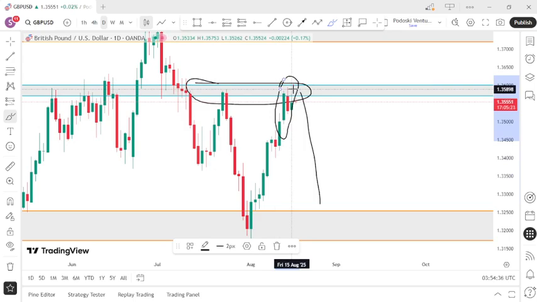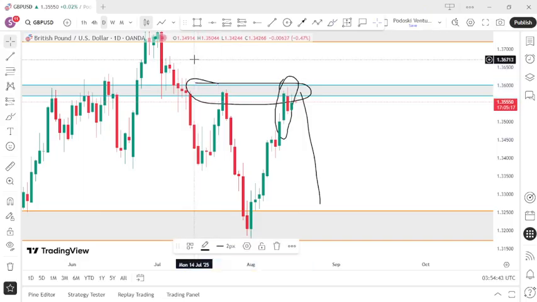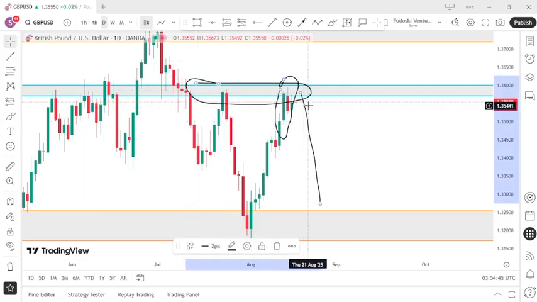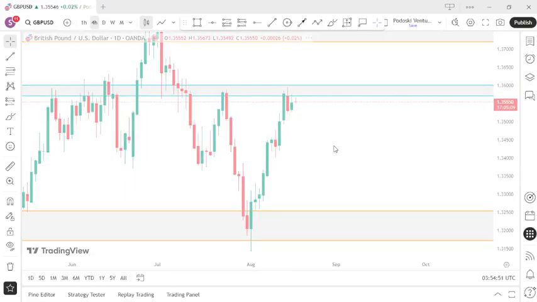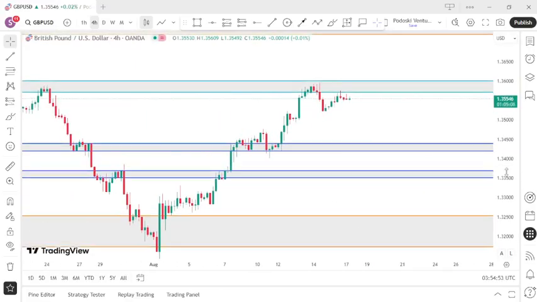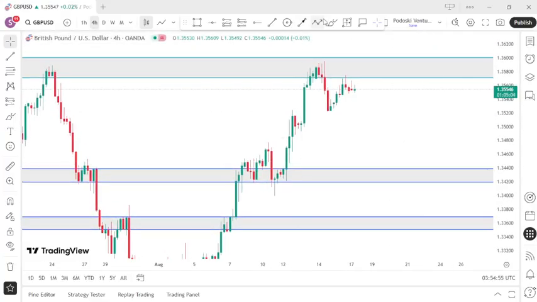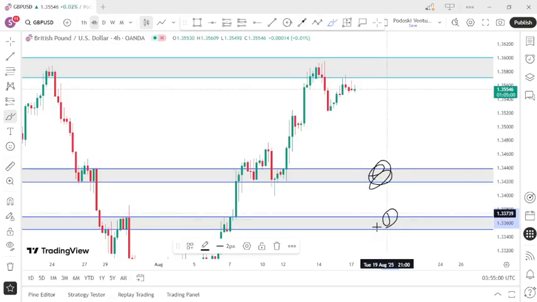So let's go to the 4 hour time frame and see how we prepare for an entry on GBPUSD, because the daily is not showing enough selling pressure. So let's go to the 4 hour. On the 4 hour time frame, I have my 4 hour midway zone here, my 4 hour lower zone here.